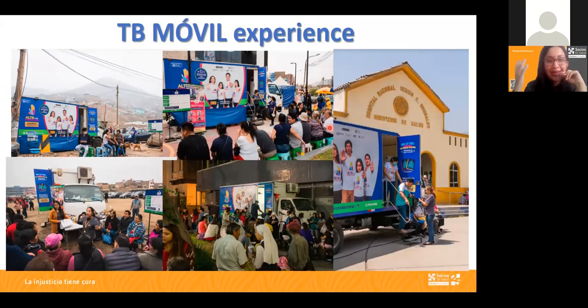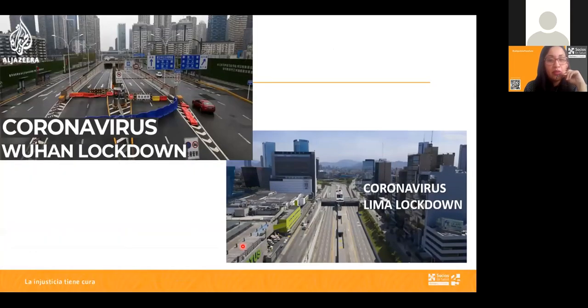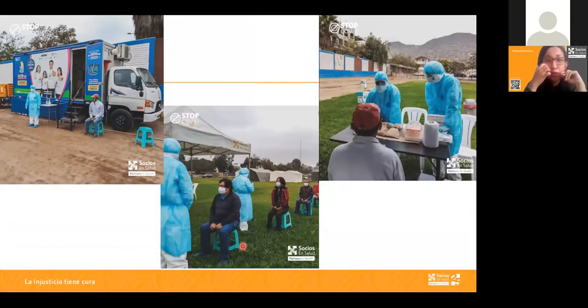These were sites in the open air, but they were narrow streets that didn't give sufficient space for people to walk by. So we made the decision of looking for open sites, open places, open locations, like big stadiums, for instance.